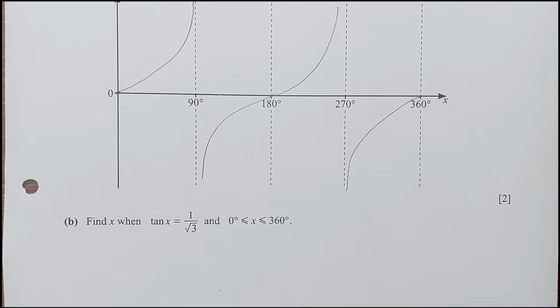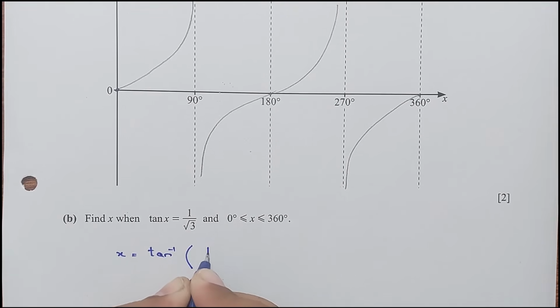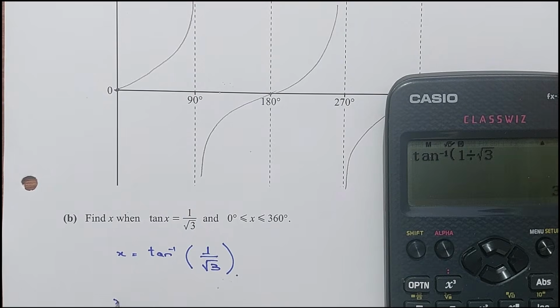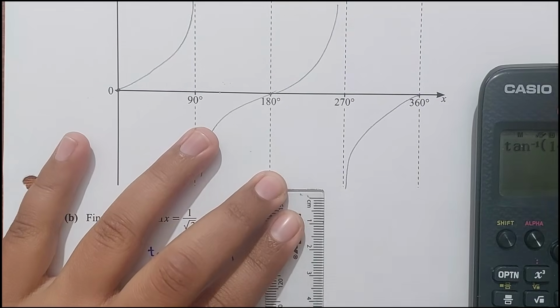Now for part B, find x when tangent of x is 1 over square root of 3, for x between 0 and 360 degrees. From here we can say x equals tangent inverse of 1 over square root of 3, in degrees. Tangent inverse of 1 divided by square root of 3 is 30 degrees. So x is 30 degrees.